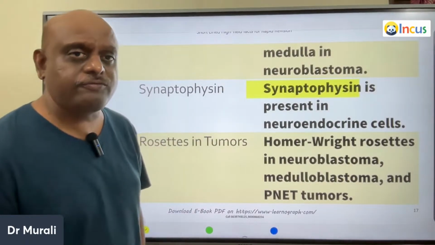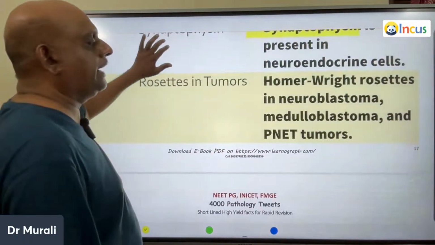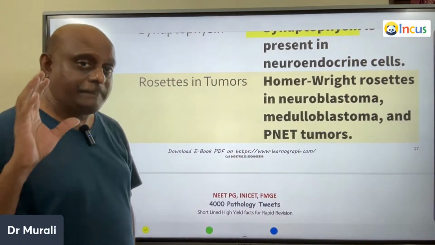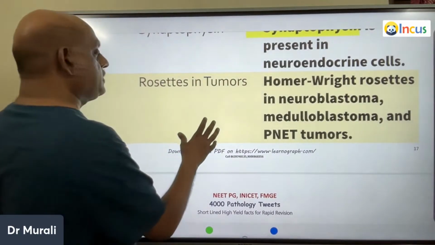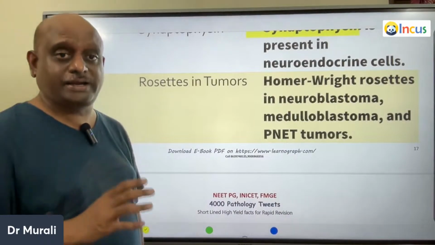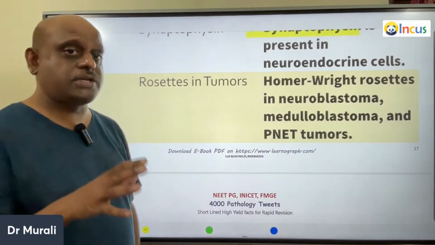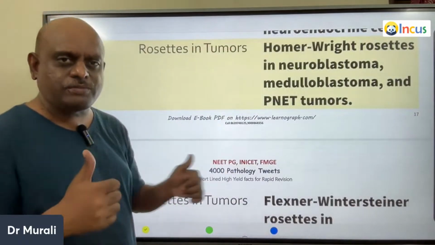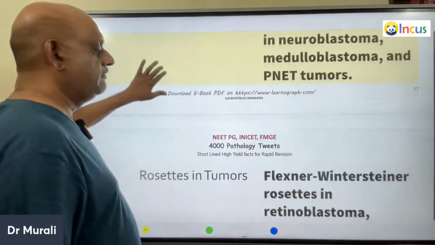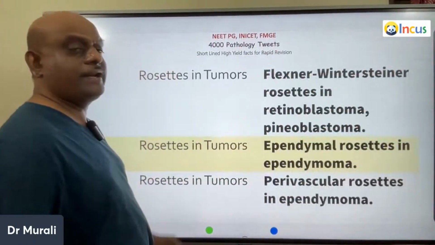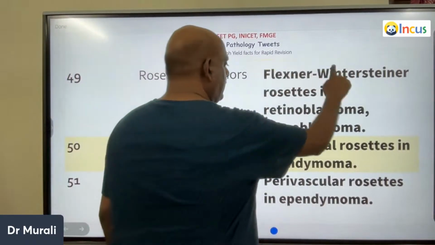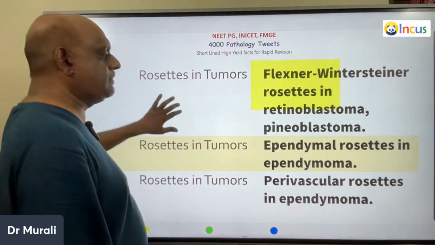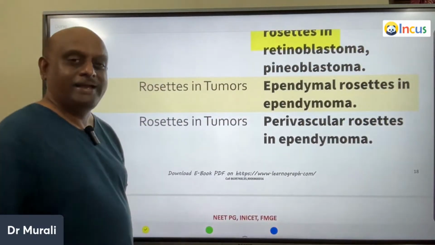Synaptophysin is the marker of all the neuroendocrine cells. Just before, we have seen the histological appearance of Homer-Wright rosettes and Flexner-Wintersteiner rosettes. Homer-Wright rosettes are found in neuroblastoma, medulloblastoma, and PNET tumors, whereas the Flexner-Wintersteiner rosettes are typically found in the case of retinoblastoma and pinealoblastoma.